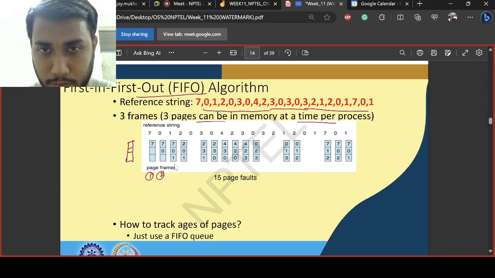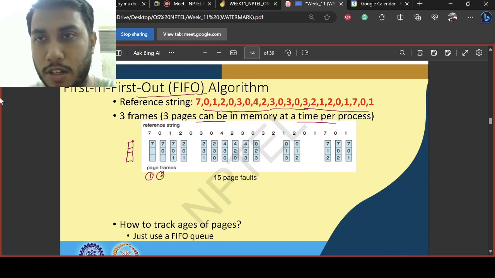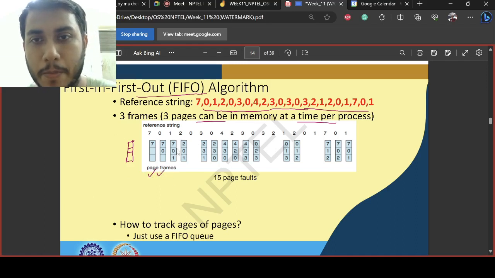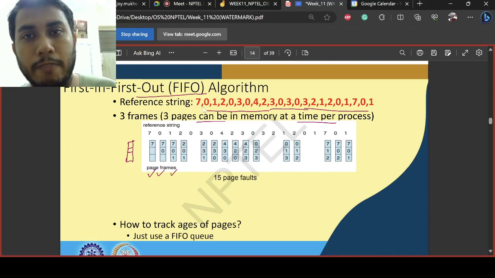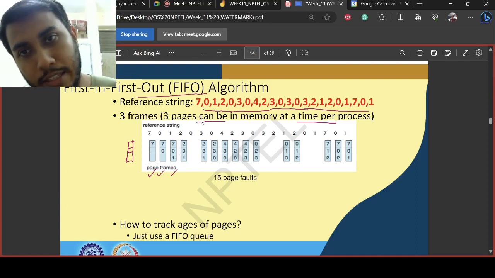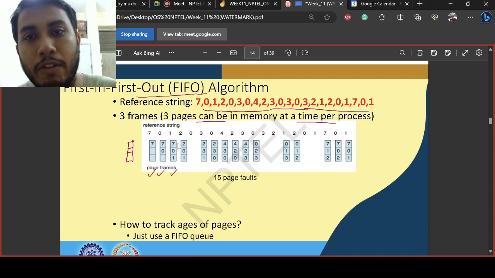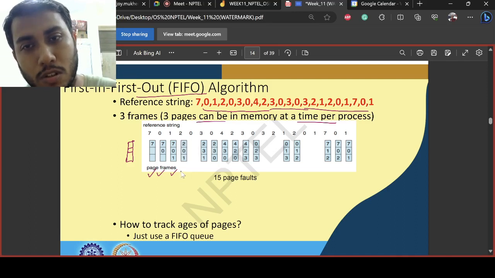Now 1 is requested, sorry. This is a page fault, this is a page fault. Now 2 is requested, first in, first out. That means the frame that has been inserted first will be the one to get out first. So 7 will be evicted. This is also a page fault because 2 is not present.